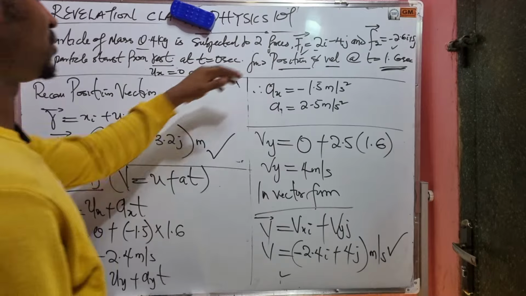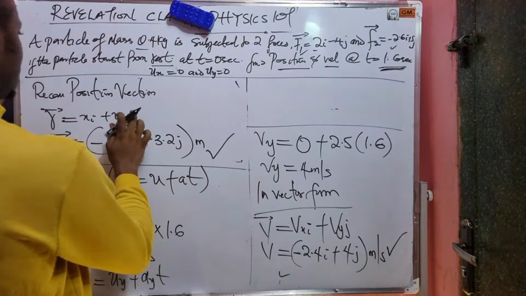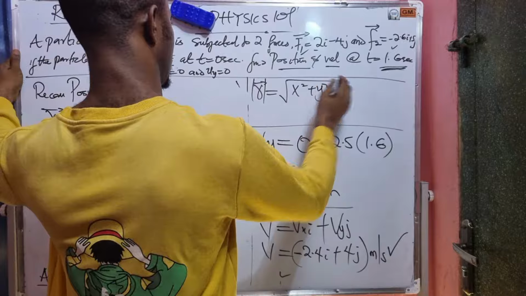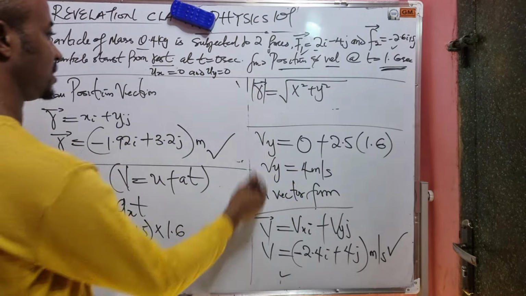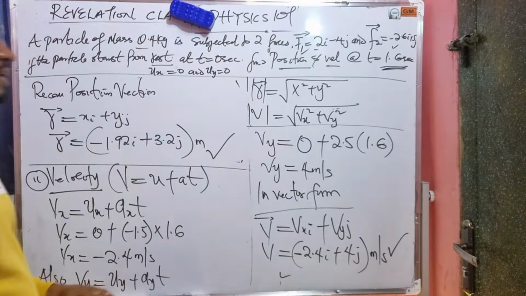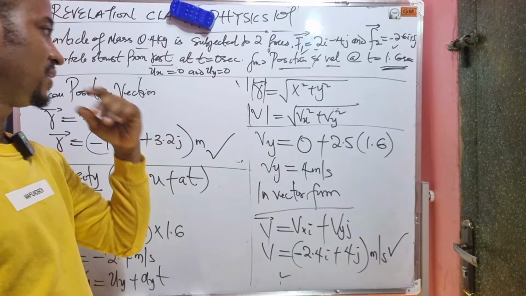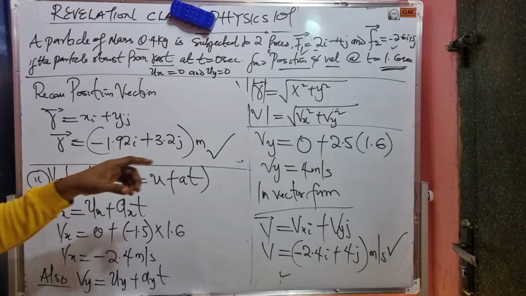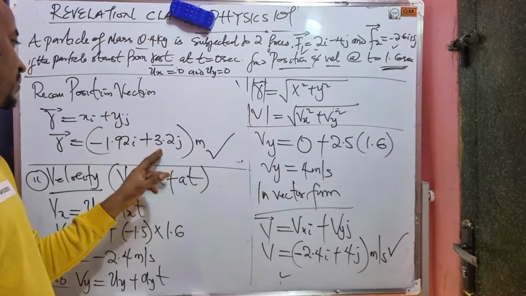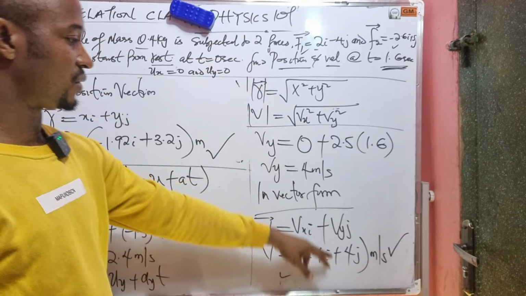But what if they say find the resultant position and velocity? If they now say find the resultant, you should know what to do, right? The resultant vector is simply the square root of x squared plus y squared. For that of velocity, that would be the square root of vx squared plus vy squared. So after finding this in vector form, we have to find the resultant, meaning here becomes minus 1.92 squared plus 3.2 squared. That's for this. Then for this, I'm going to have minus 2.4 squared plus 4 squared.